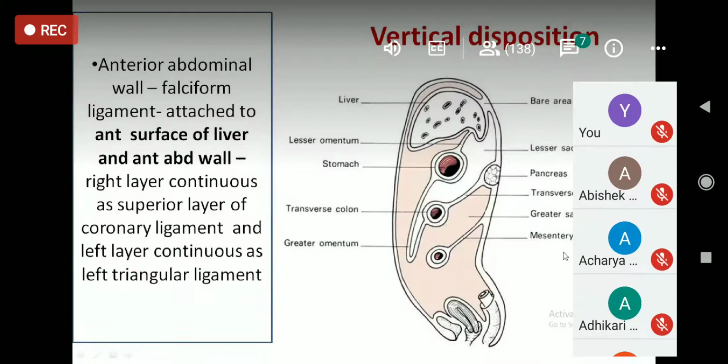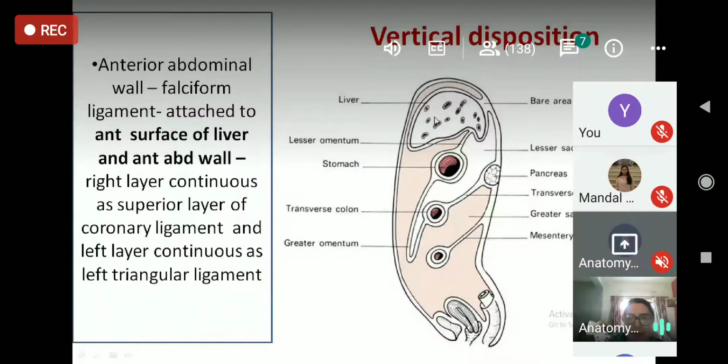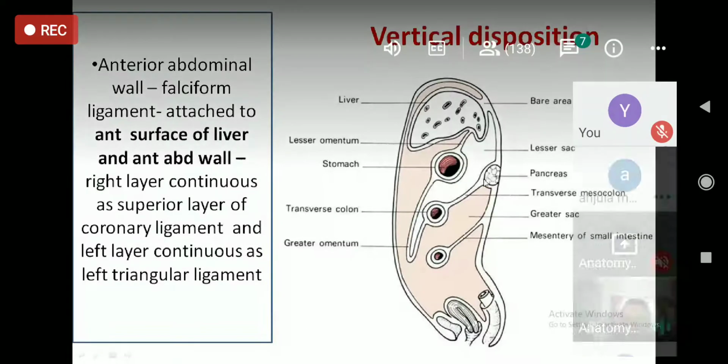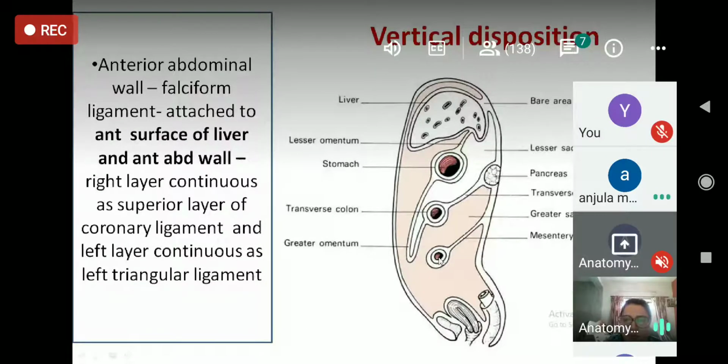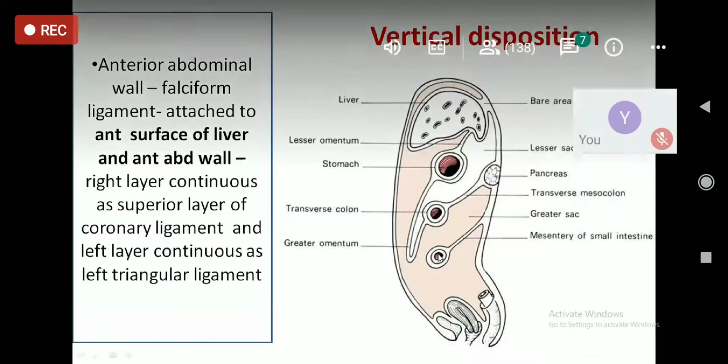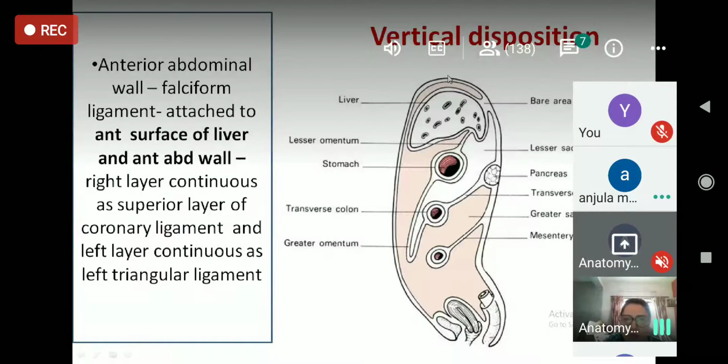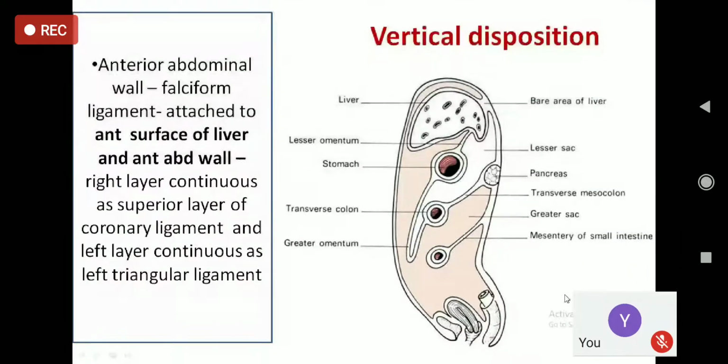Here we can see the reflection of the peritoneum over the different viscera. So this is the liver, the stomach, the transverse colon. You can see the pancreas here in the posterior abdominal wall. This is the mesentery, and this one is the small intestine. The peritoneum reflected from above downward is known as the vertical disposition.